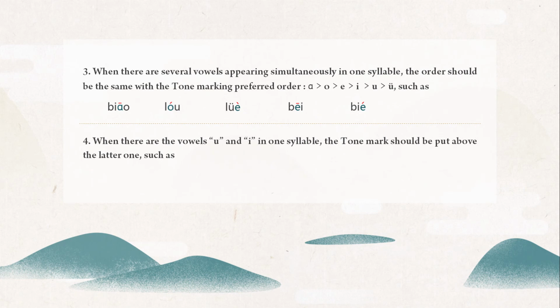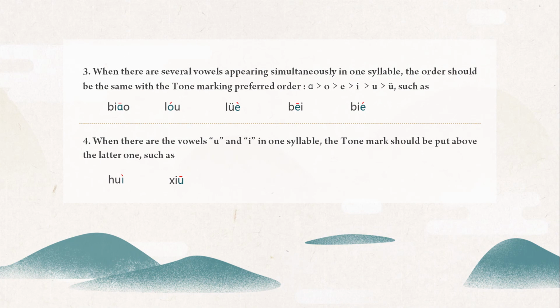Rule 4. When there are vowels i and u in one syllable, the tone mark should be put above the latter one, such as 会, 修.